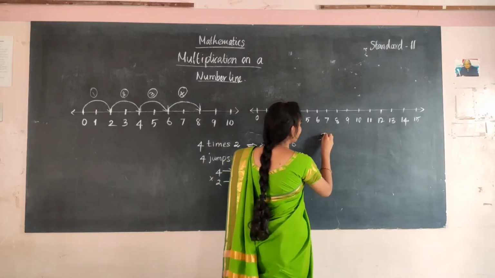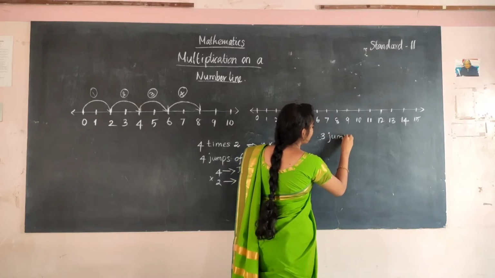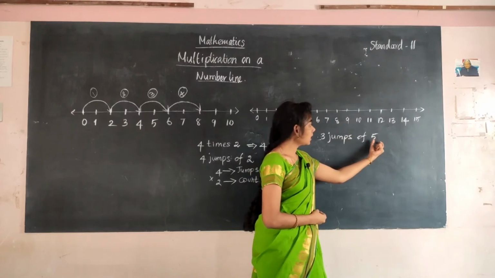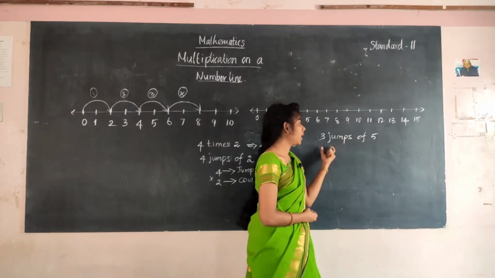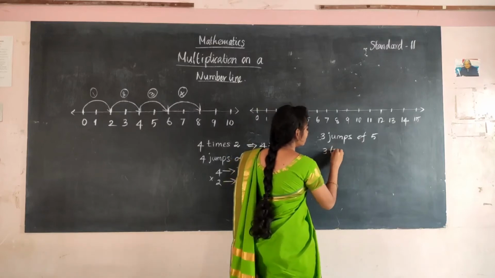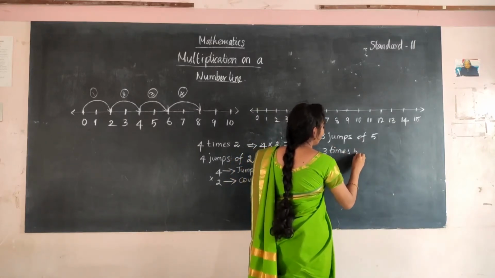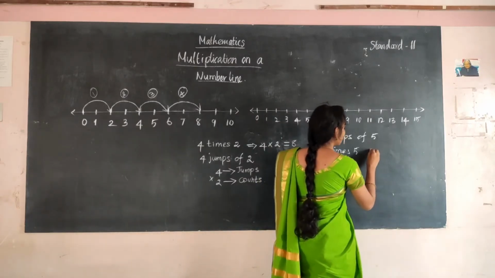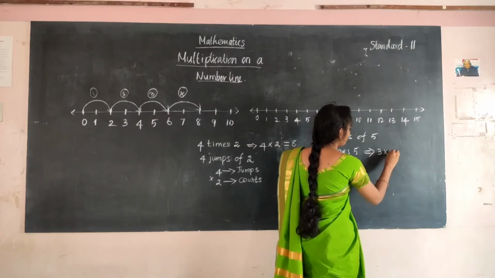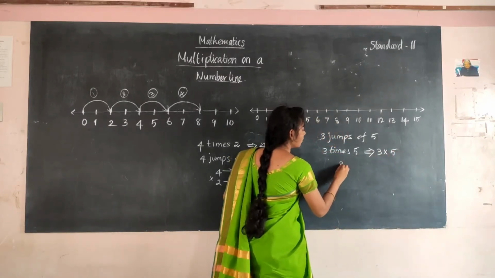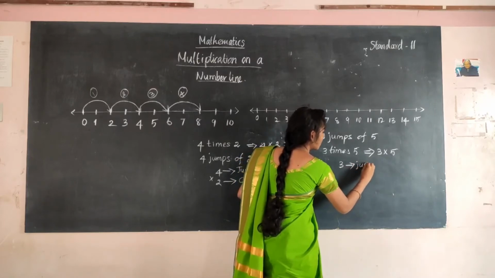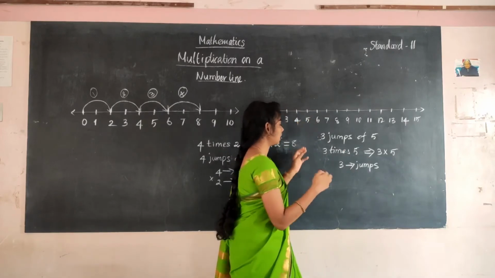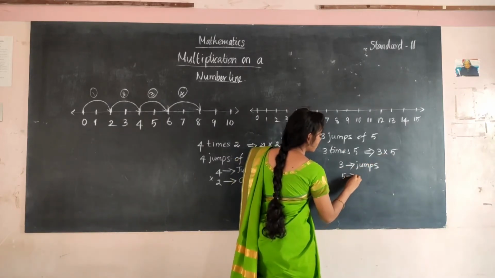So how will that be? 3 jumps of 5. This is the number of packets, and this is how many crayons are in each packet. This is what we are writing. And 3 times 5 is also the meaning of this. Okay. And how will you write it as a multiplication sentence? You will write 3 into 5. What I said, the first number will be the jumps. Keep this in mind. This is very important. By keeping this in mind, you can use it easily. And here 5 is the counts.